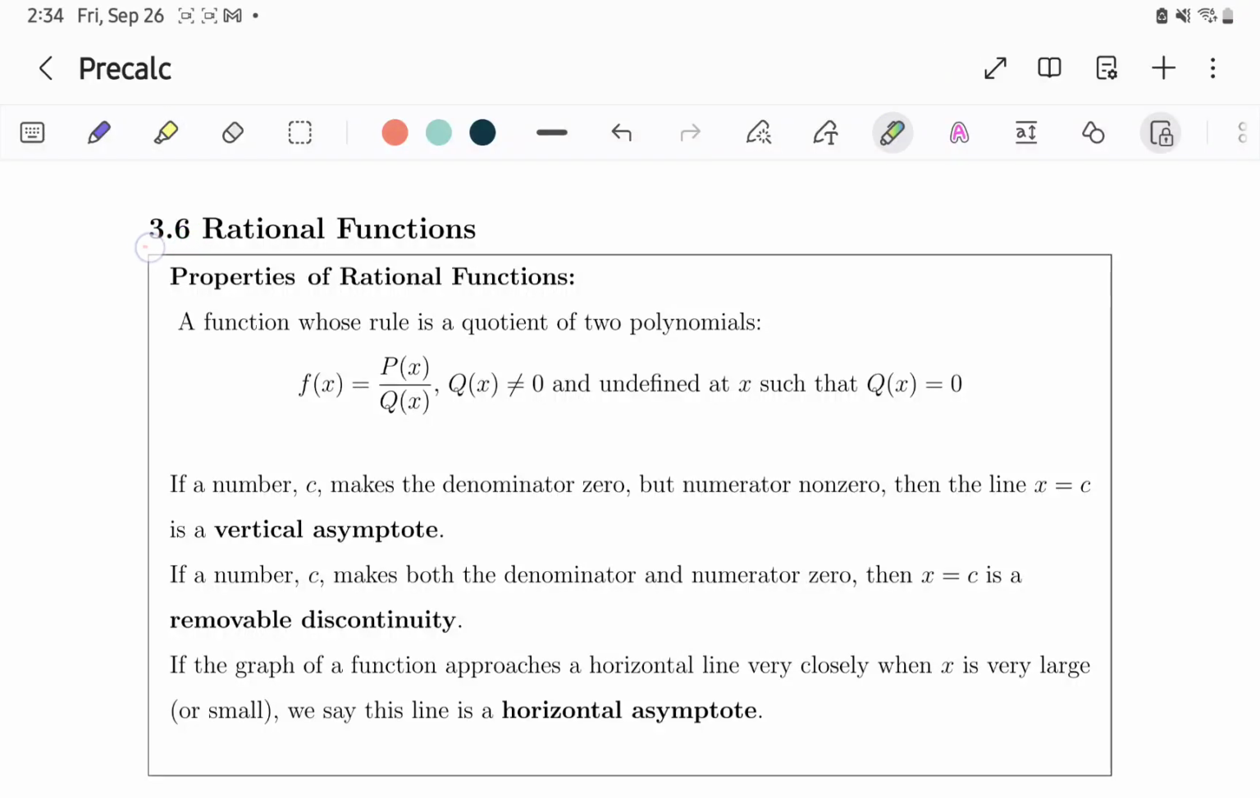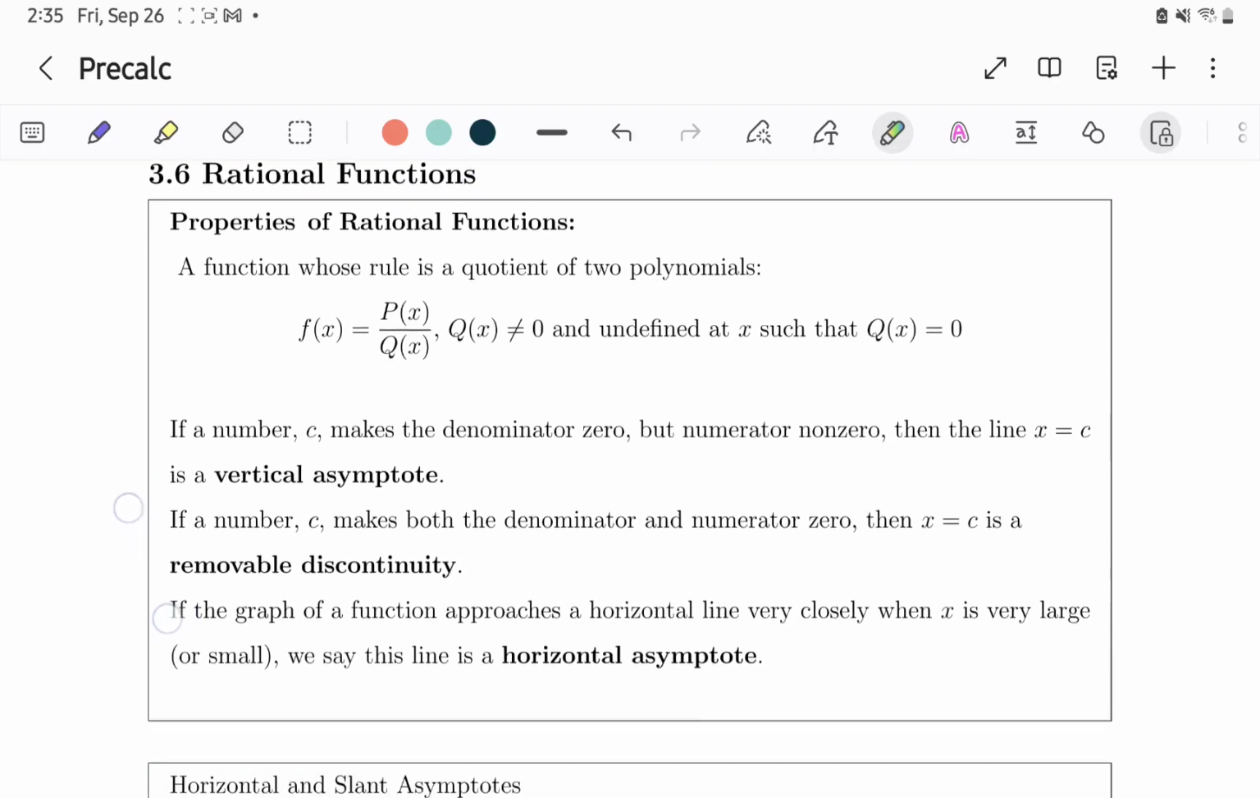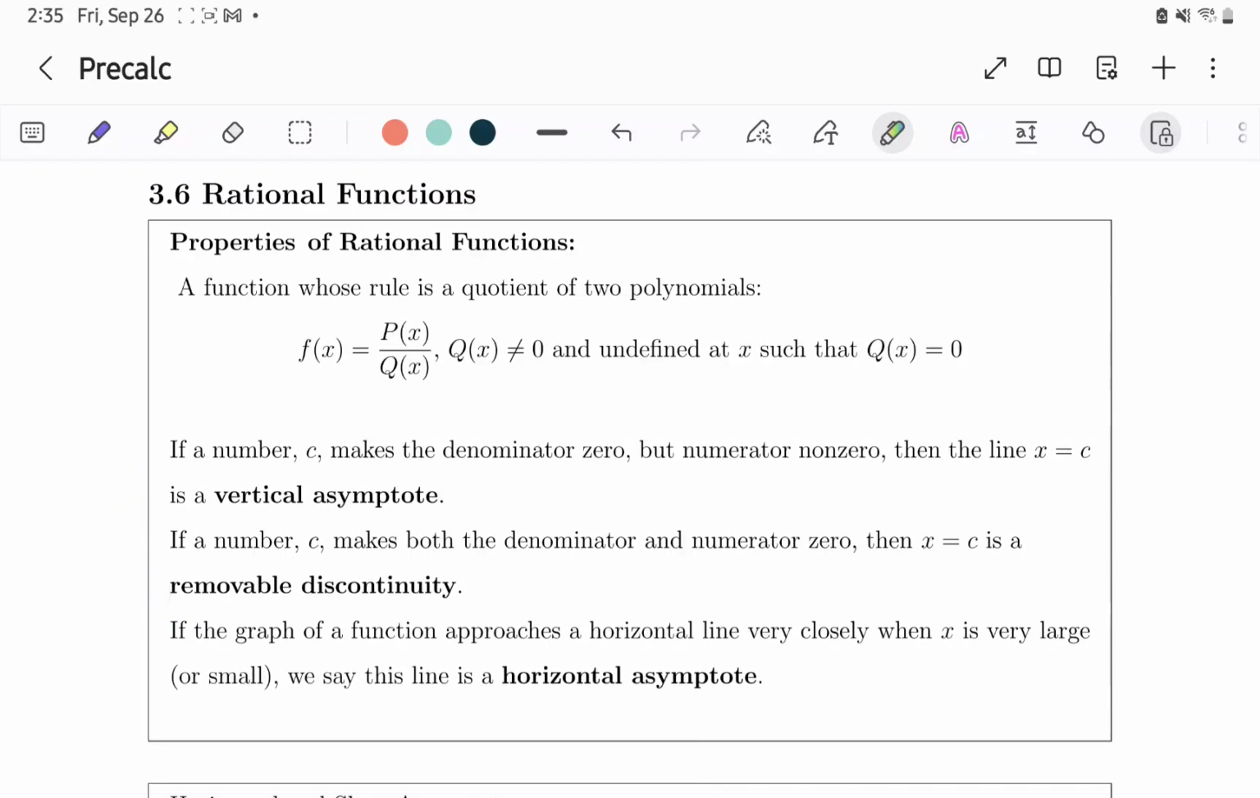In this video, we are going to be going over section 3.6, rational functions. So first off, we have some properties of rational functions.